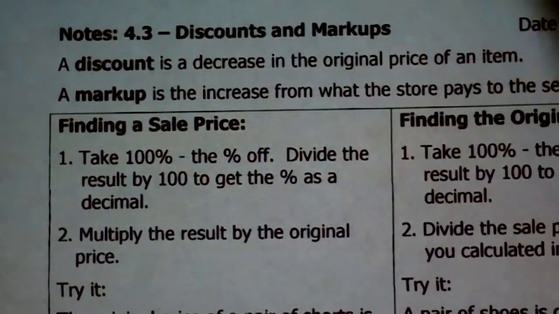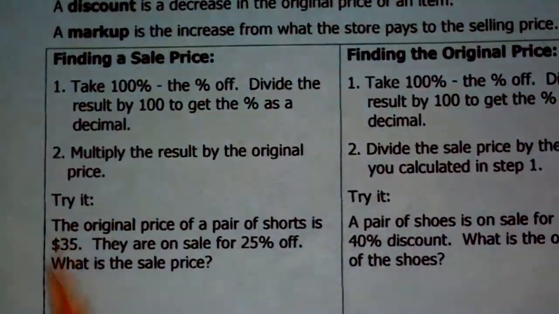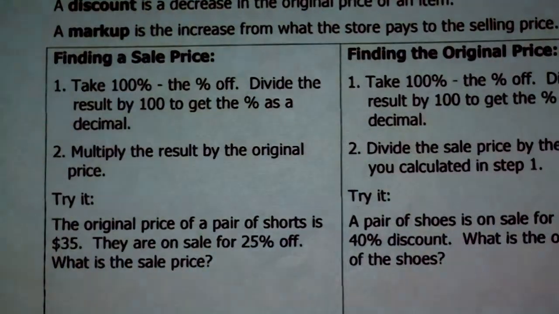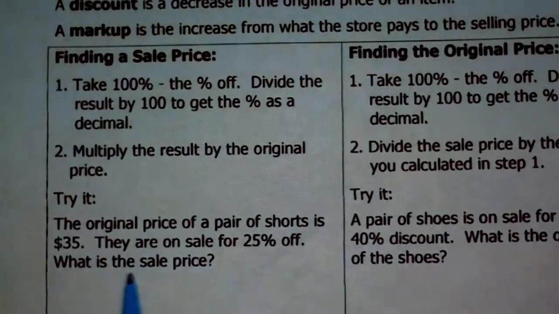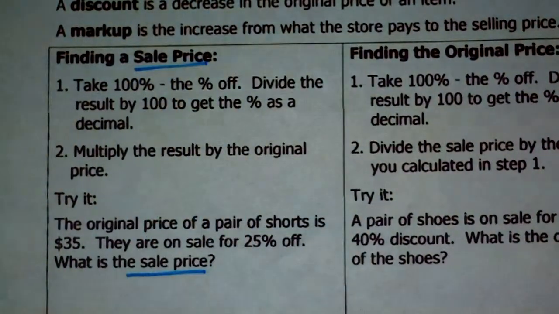So I think the key to these is being able to recognize what you're looking for when you're solving the problem. So take a look at the example here. It says the original price of a pair of shorts is $35. They're on sale for 25% off. What is the sale price? So right there it says what is the sale price? That's how you know, okay, I'm supposed to refer back to this.